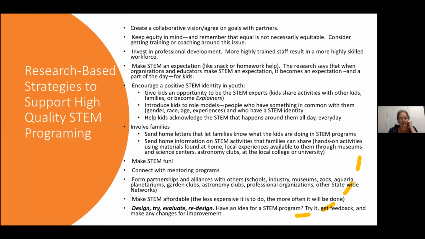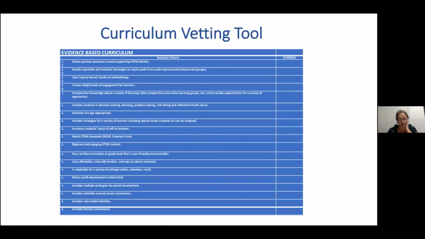Research-based strategies, so working collaboratively, professional development. We know when sites invest in professional development that your facilitators do a much better job. Is STEM an expectation or is it a treat? Are we doing things to support STEM identity? Are we involving families? Is it fun? Because being silly is a great strategy for STEM. Are we connecting to mentors? Because that's really, really important. Is it cheap and easy to do? And that's also in the guide I'm happy to send. And then there's the curriculum vetting tool.